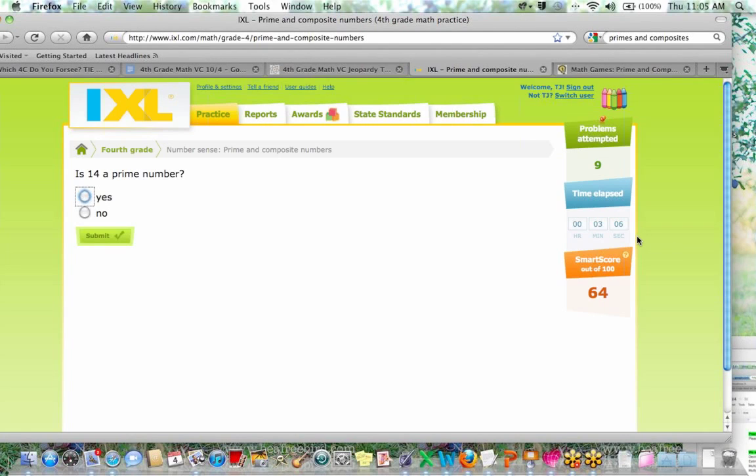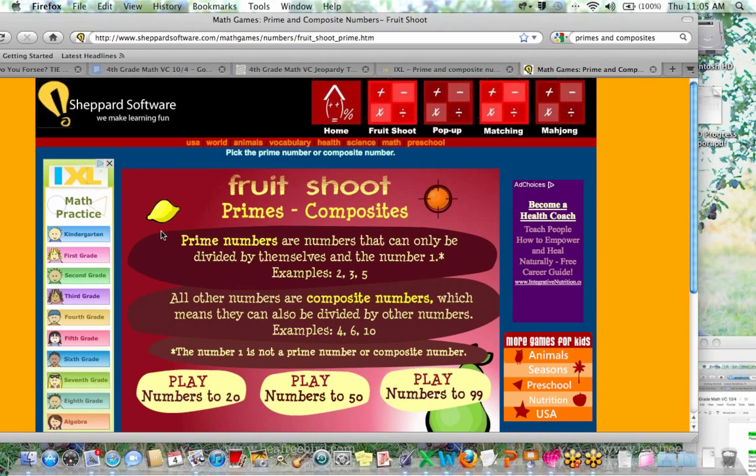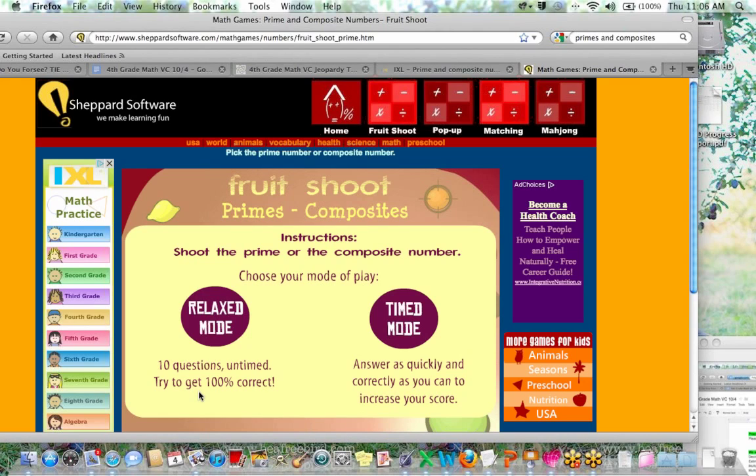All right, guys, we're going to play a different little game with prime and composite numbers called Fruit Shoot. You're going to use the chat to type in what I am supposed to shoot. They're going to tell me whether they want me to shoot a prime number or a composite number, and I have to aim and shoot at the fruit. So let's do relaxed mode so that we're not timed.